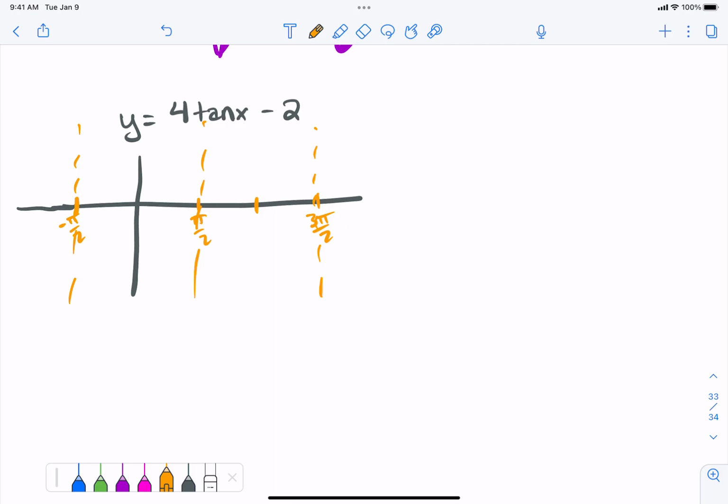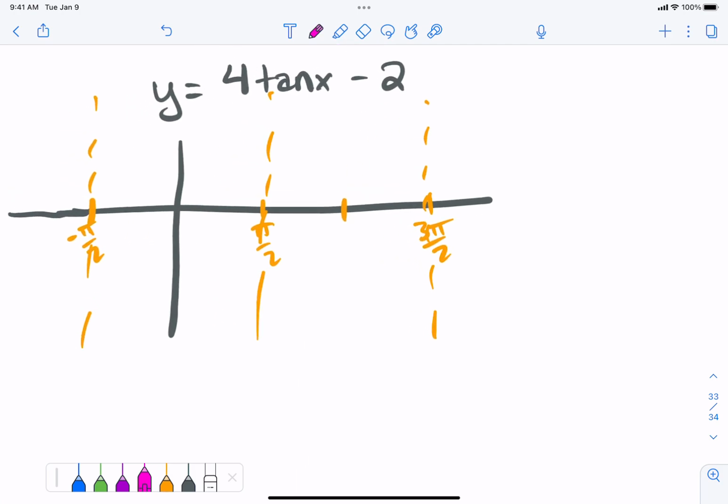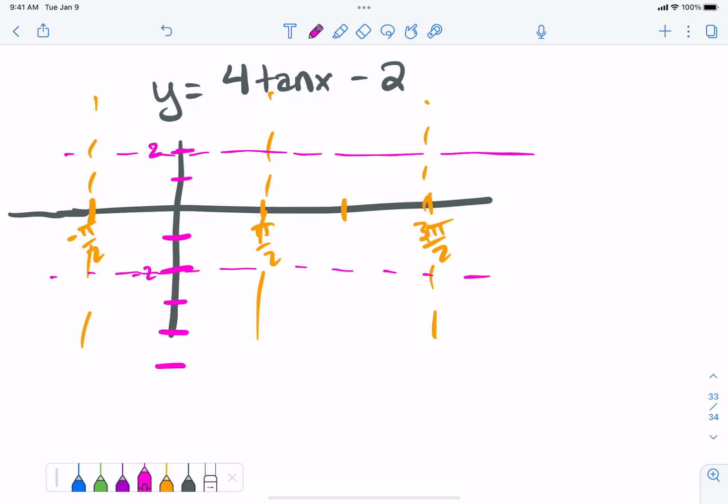I'm going to do a bunch of dotted lines because it helps me. So down 2, 1, 2, negative 2. If I go up 4, because that's my amplitude, he'll be at positive 2 right here, right? And if I go down 4, that will be at negative 6. 1, 2, 3, 4 at negative 6. I'm going to put a dotted line there.